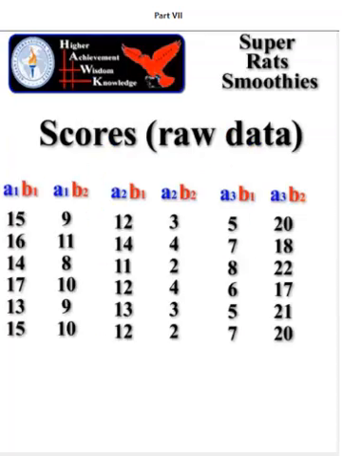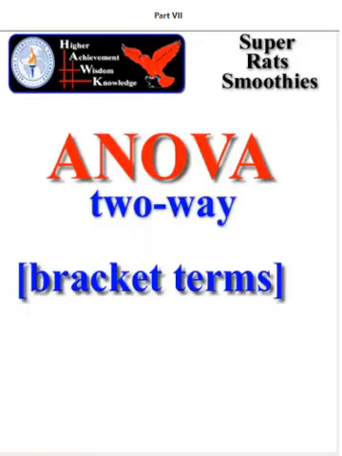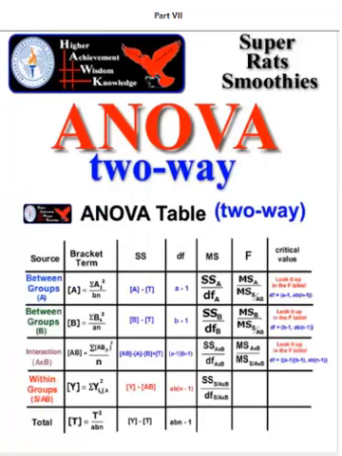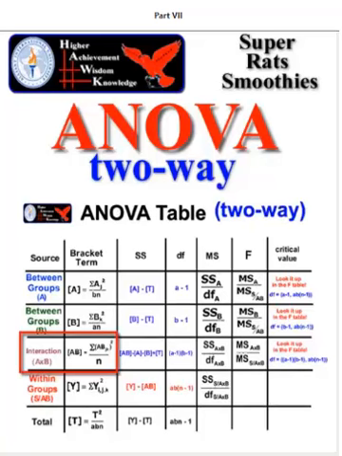Two-way ANOVA. There's the data. Different treatments. Looking at bracket terms. There's our two-way ANOVA table, source of variance table. Now we're going into the meat of the factorial. We have to check out the interaction bracket term.